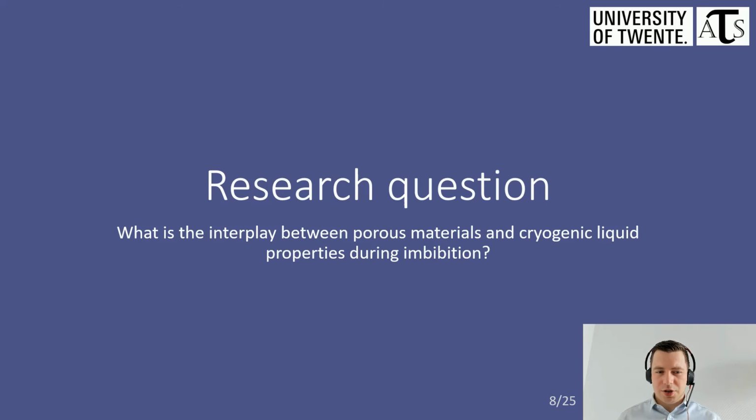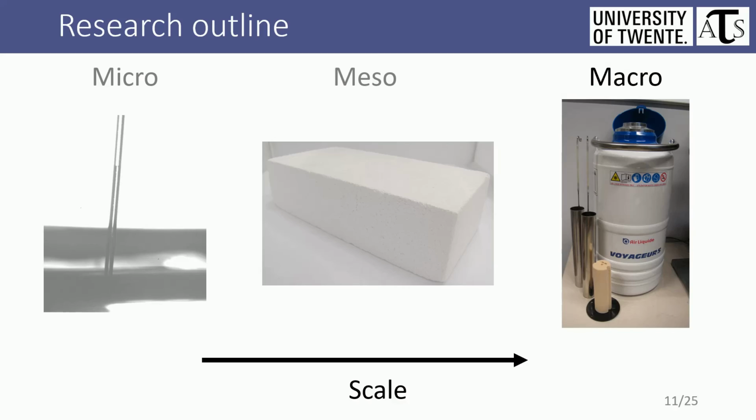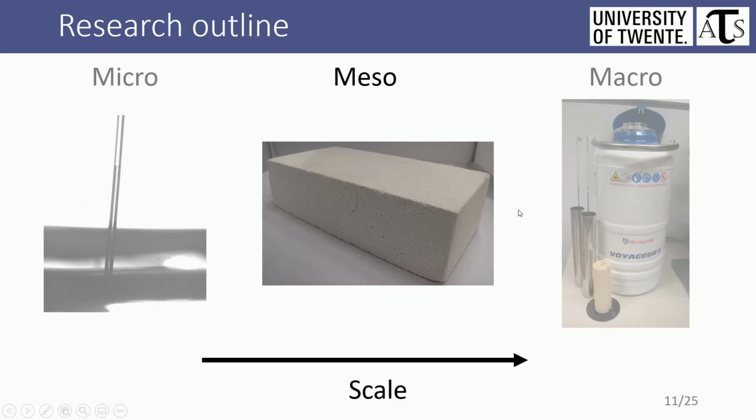My research question is, what is the interplay between porous materials and cryogenic liquid properties during imbibition? So I want to understand how liquid nitrogen is absorbed in a dry shipper. And as a model problem, I will study the absorption of a liquid in a porous material. This because if we understand how it is absorbed in the porous material, we can translate this to the larger scale.